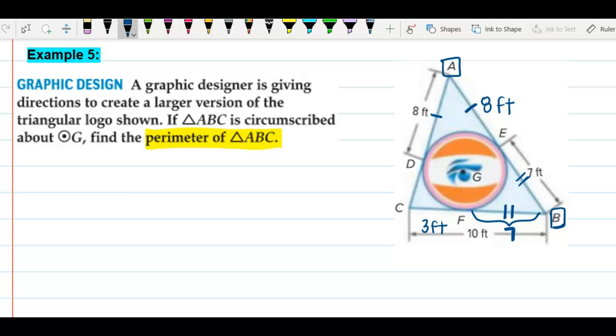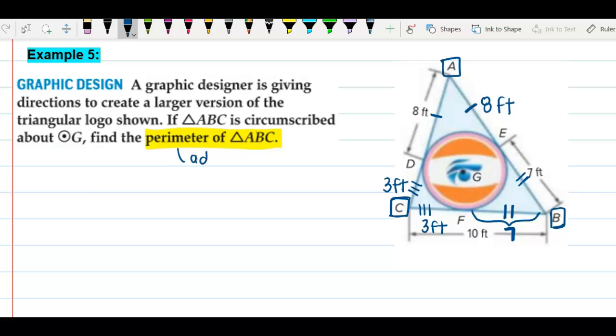Okay, so then for our last vertex, we have 2 tangent lines that both start at C. So CF and CD start at C, are tangent to the same circle. So these 2 tiny pieces here are actually congruent to each other. So C to D would be 3 feet. Okay, now I've labeled everything around.